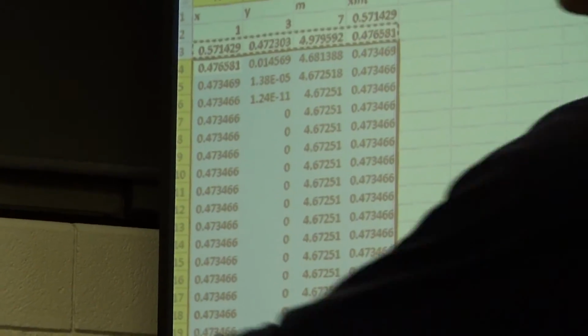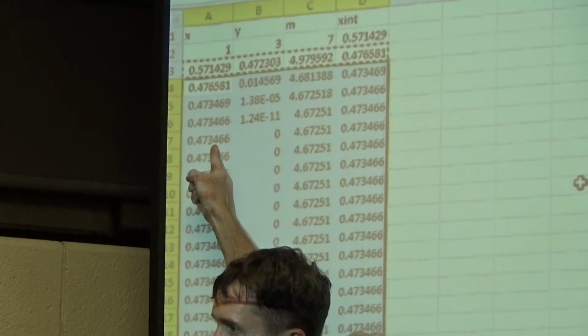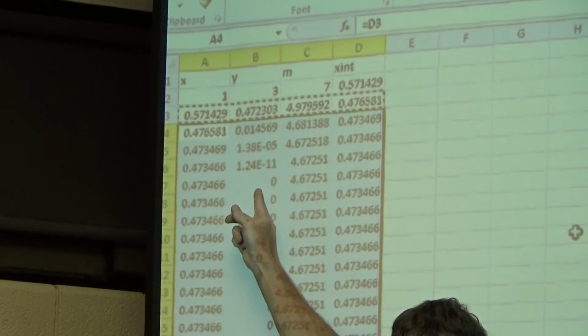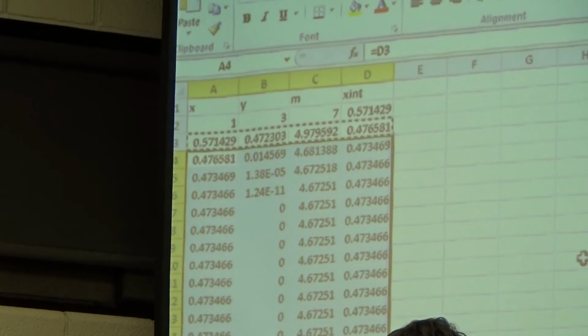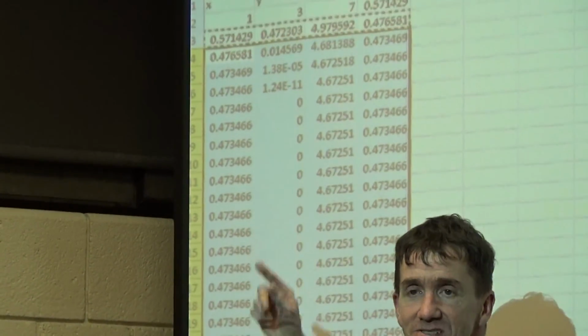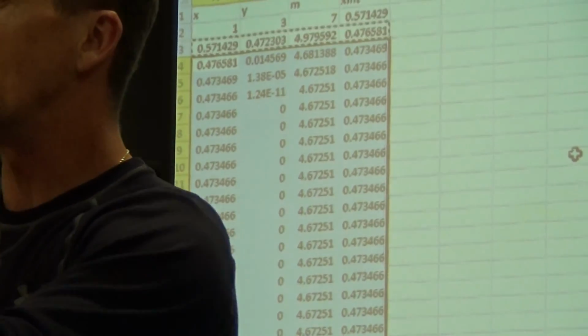Here's the fun way. And when I know what the answer is, I don't have a graphing calculator. The answer is x equal to 0.473466, right? Because eventually what came up? Zeros. Look, this was at 0.00000001. You can see this is even more accurate, to 11 places. Does that make sense?